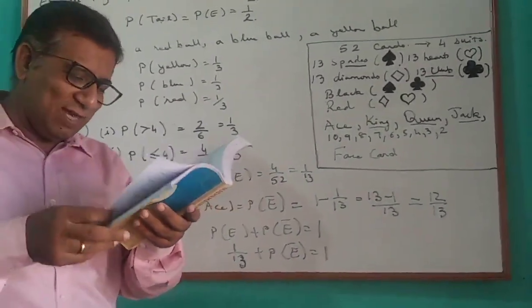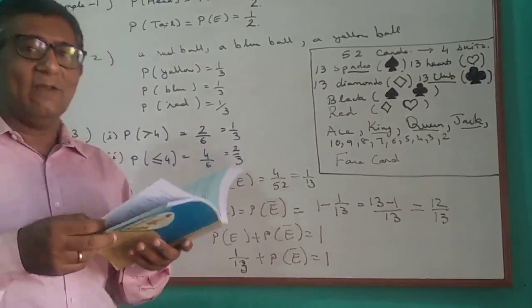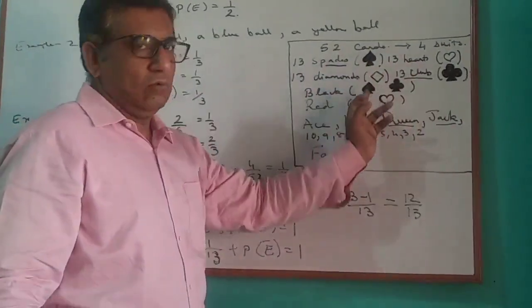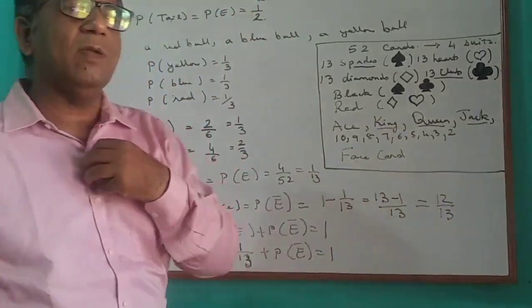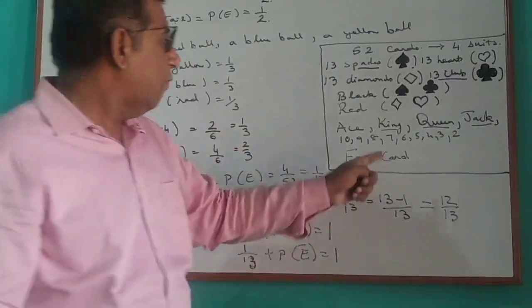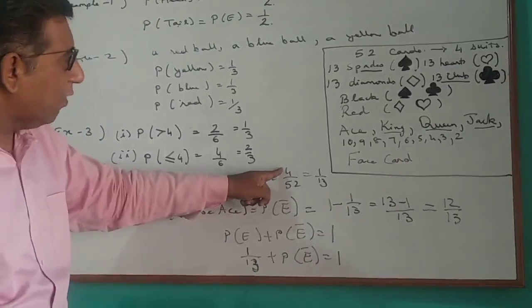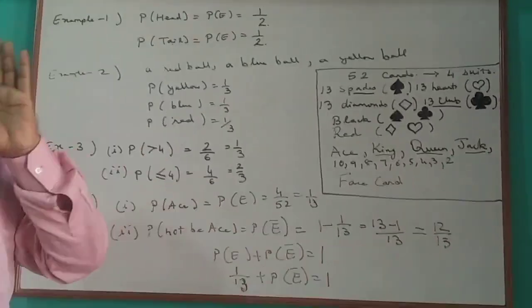Now let me come to example 4, which says: calculate the probability that the card will be an ace. We know there are 4 suits, and in every suit one ace will be there. So what will be my favorable outcomes? 4. So 4 aces will be there. So probability of an ace will be 4, and total cards are 52. So 4 upon 52, 1 by 13.